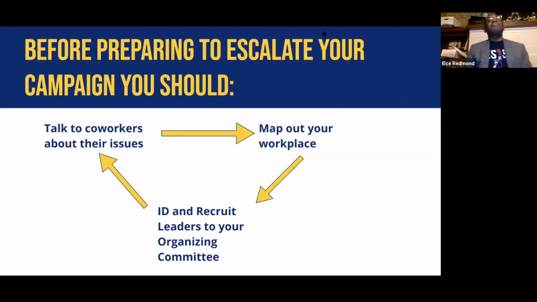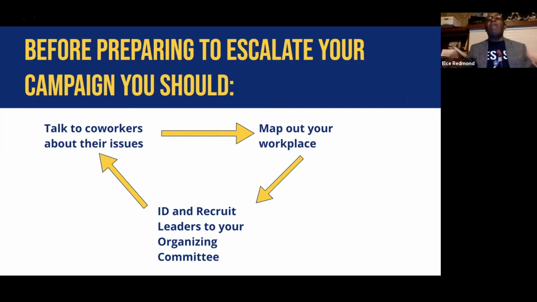When we talk about escalation, it's important to understand three areas of organizing. One is talking to your coworkers about what the issues are. For example, if you're in a workplace affected by the COVID crisis, and a majority of workers say they want hazard pay, or that they want 5 paid days off, you want to talk to your coworkers about what those issues are. But those issues have to be felt by the majority of the workforce. Now, the next thing is to map out what your workplace is.